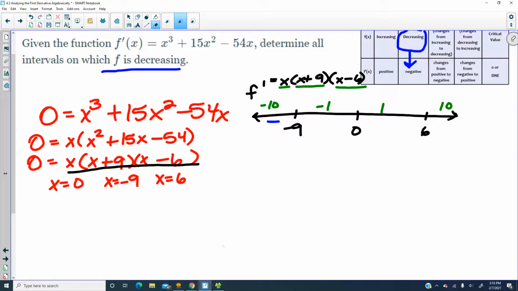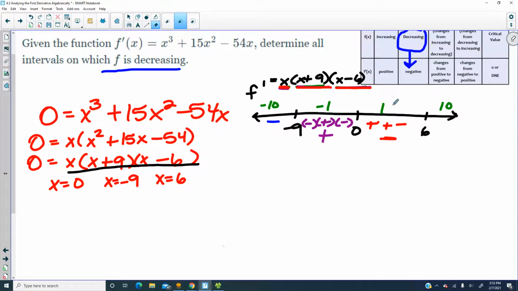Now let's try testing out negative 1. If I put negative 1 in this first part for x, I get a negative. If you put negative 1 here, you get a positive number. If you put negative 1 here, you get a negative number. So a negative times a positive times a negative is positive for this interval. And then a number between 0 and 6, if we try 1, that's positive. 1 plus 9 is positive, and 1 minus 6 is negative. A positive times a negative is negative overall.